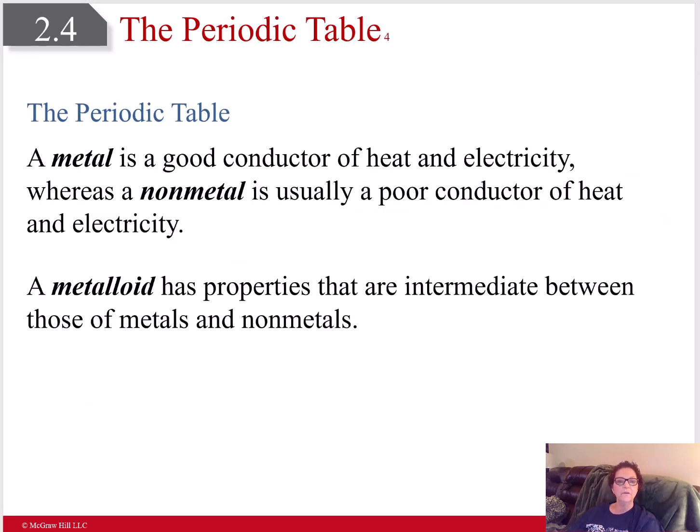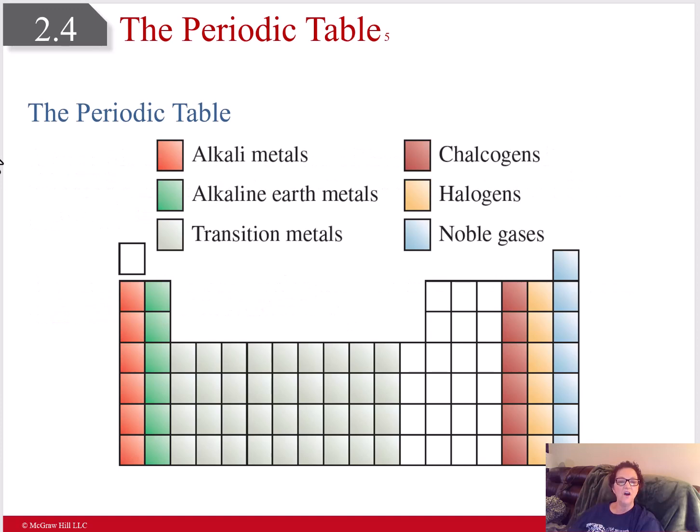So a metal is a good conductor of heat and electricity, just like you think of iron or other metals, and a nonmetal is a poor conductor of heat and electricity. So sodium chloride or chlorine gas, those are nonmetals, and they don't conduct. Metalloids have properties of both, so they're kind of in between a metal and a nonmetal. And so we have those on the periodic table, and I can show you where that is when we look at the more advanced look at the periodic table here in just a minute, the other figure.